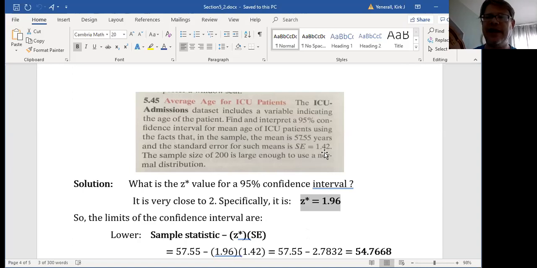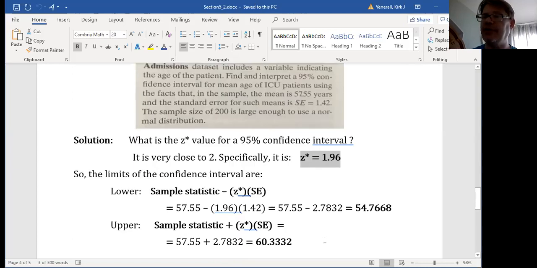Now we were told here in the problem that the standard error was 1.42. So if I multiply those two numbers together, 1.96 and 1.42, I'll find the size for my margin of error for this problem. When I do so, I discover that the product of those two numbers is 2.7832. That's going to be the margin of error in this instance for a 95% confidence interval for this unknown population mean.